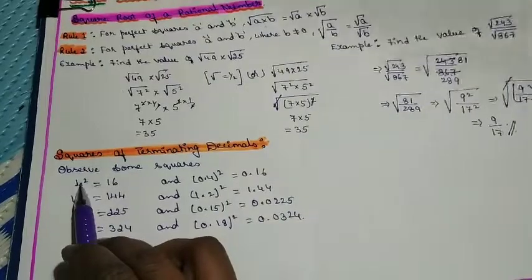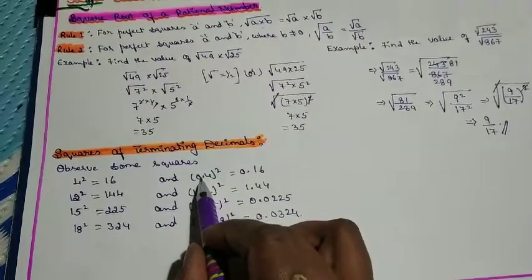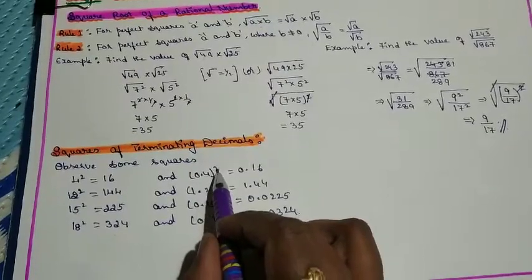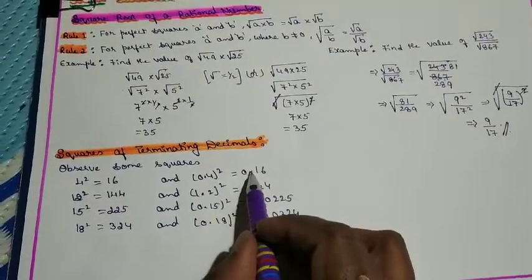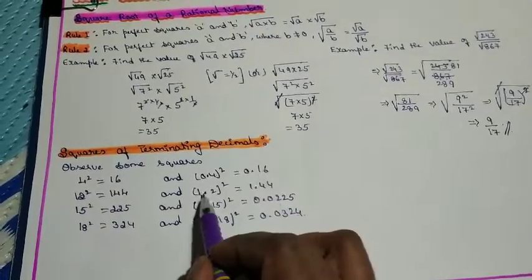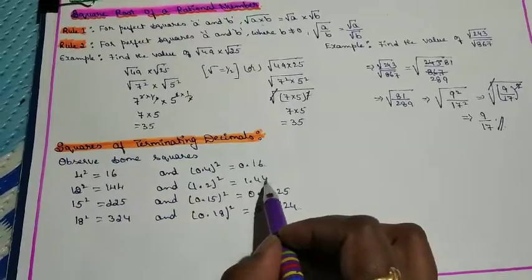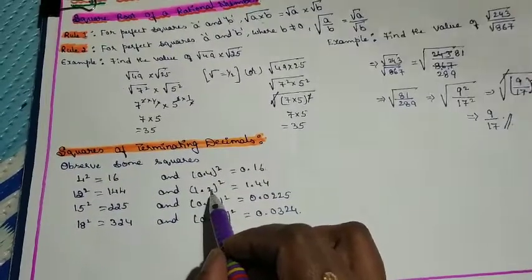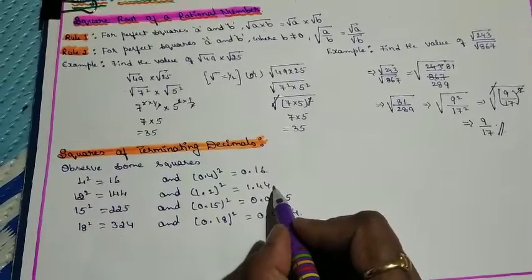So here 4 is a whole number. 4 is changed into a decimal number as 0.4. Then its square is 0.16. After the decimal point you have 2 decimals here. Clear? And 1.2 whole square: 12 square is nothing but 144. But after the point you have one digit. When it is doubled, it changes into 1.44.